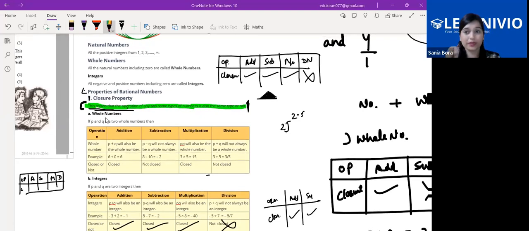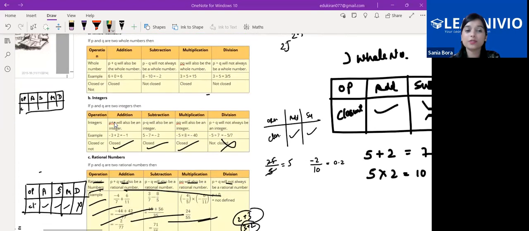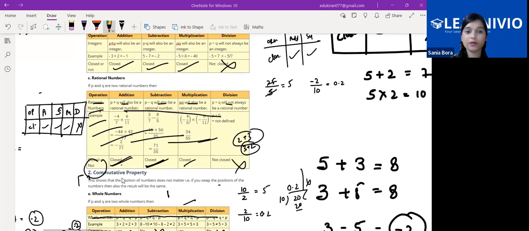The closure property says if you are adding two rational numbers, the answer should be a rational number. If you are adding two integers, the answer should be an integer. If you are adding two whole numbers, the answer should be a whole number. In rational numbers, if you add two rational numbers, this property is applicable. When you subtract two rational numbers, the answer is a rational number. When you multiply two rational numbers, this property is applicable. But when you divide, this property is not applicable.